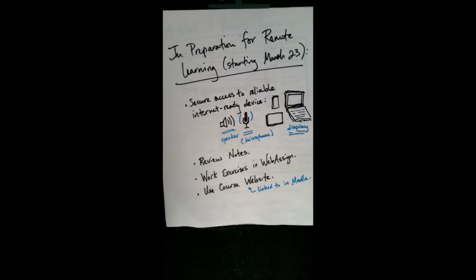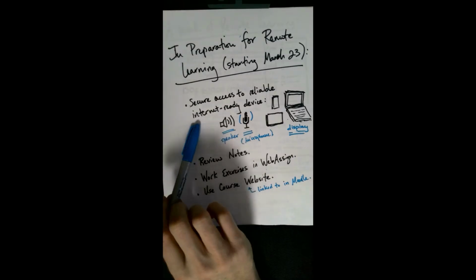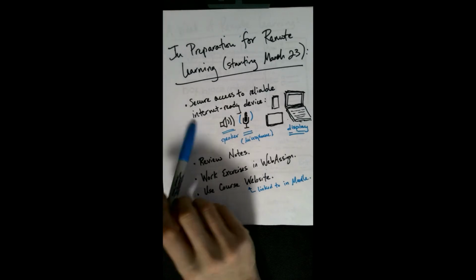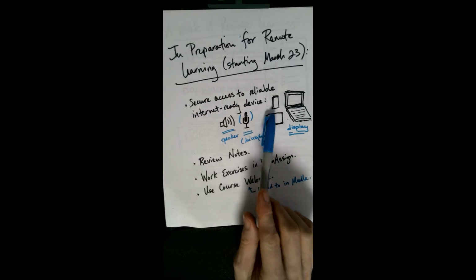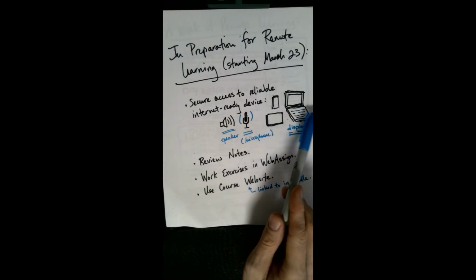So with us starting up the remote learning environment next week, a necessary step is going to be to get your hands on an internet-ready device. That's going to be a device with a speaker and a display. We're talking here like a smartphone or a tablet or a laptop or a desktop.